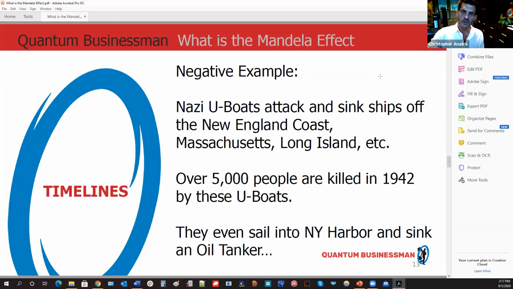The Nazis even sailed a U-boat right into New York Harbor and sunk an oil tanker in 1942 called the Coimbra. Big explosion, rocked Manhattan. I never heard about these things. These are all Mandela effects. And in this case, what you would consider negative timeline insertions.